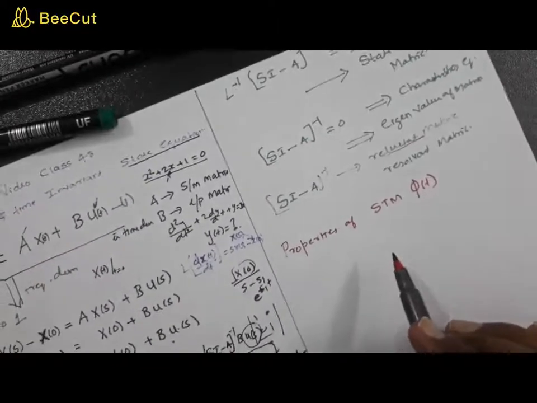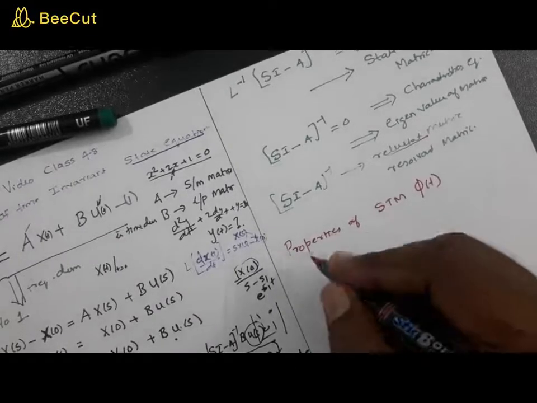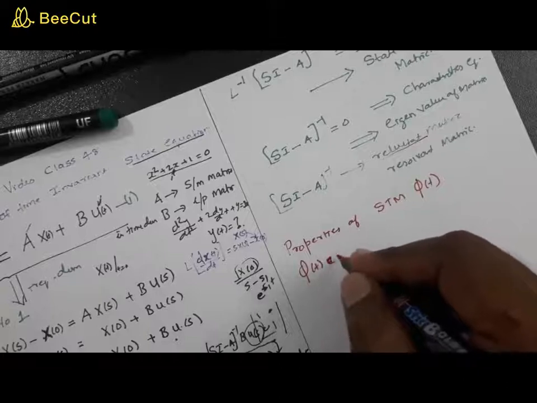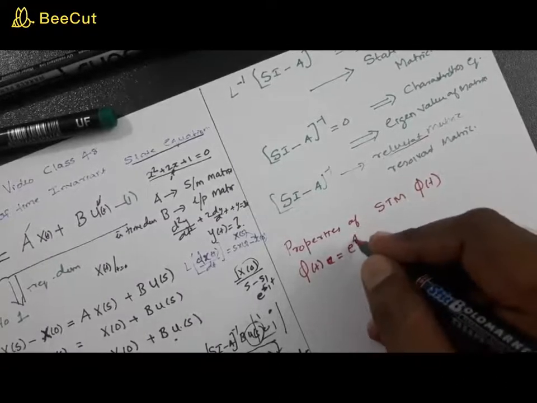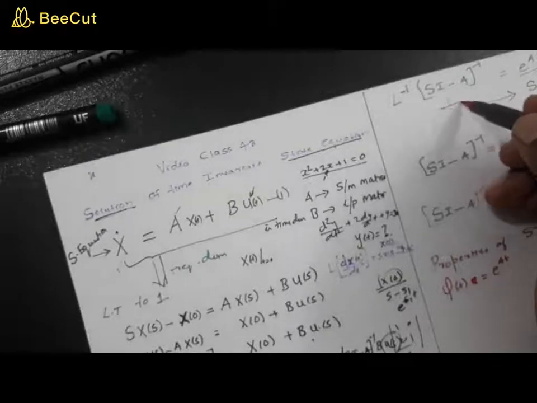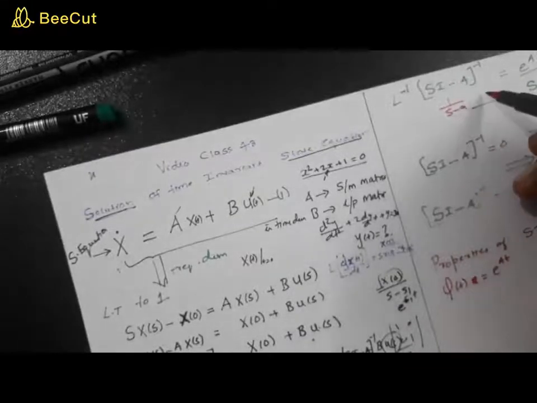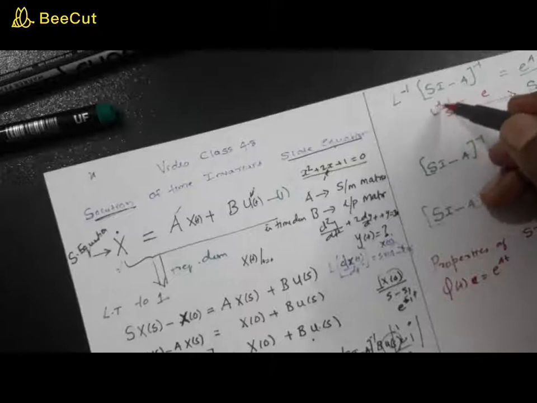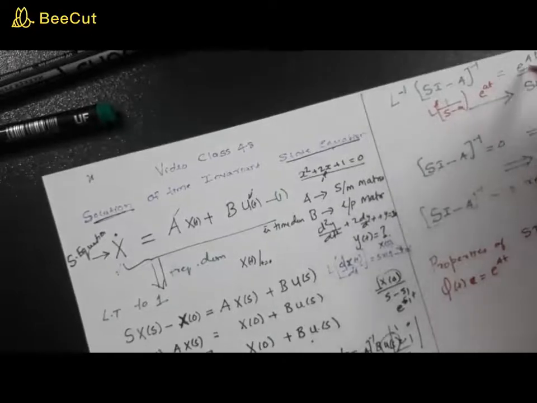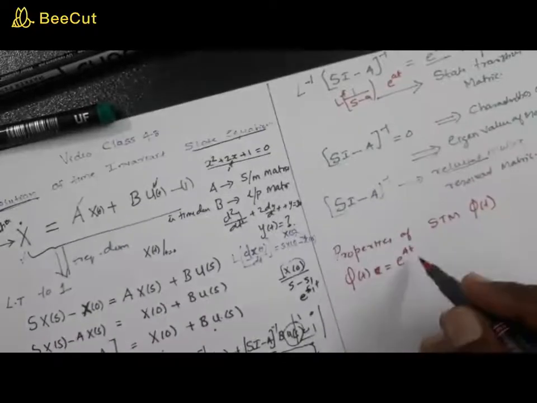Now next are the properties of phi of t. Phi of t is defined as equal to e raised to at. Hope you understood how you got this. This is equivalent to 1 by s minus a. When you take the Laplace inverse, you will get e raised to at. Now instead of this you have a matrix, so this will be e raised to capital A t.